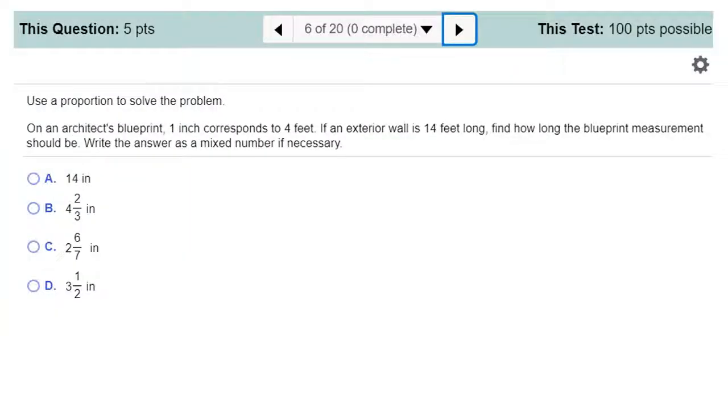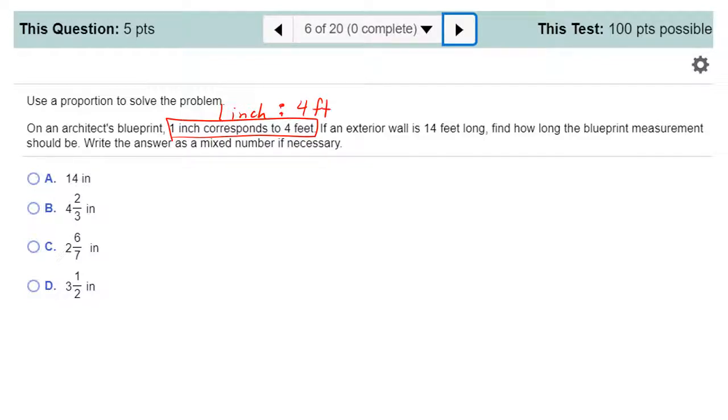In this example, we have a word problem and we are asked to use a proportion to set it up. What you will need to do is find what the references are here. In other words, what is being corresponded to what. It says on the blueprint, 1 inch corresponds to 4 feet. So the 1 inch goes with the 4 feet.